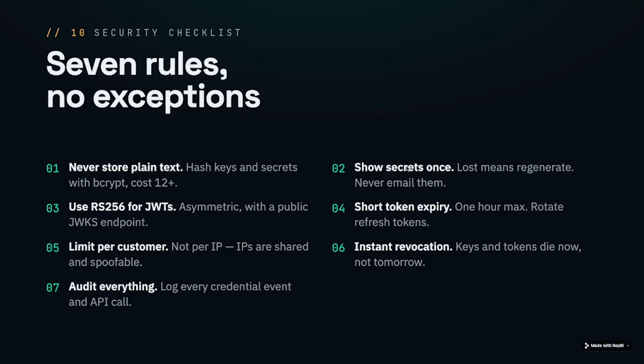Never store the plain text API keys and secrets. Use RS256 for the token. Limit per customer, because there can be a noisy customer which is eating all the limits. Audit everything: who is accessing your API platform, analytics, and all those things. Show secret only once, because in any developer portal, you are able to see secrets only once. You copy the client ID and secret, and if you don't have it, you need to revoke and create a new one. Short token expiry for the auth flow. Instant revocation means once you revoke the keys, they die right away.